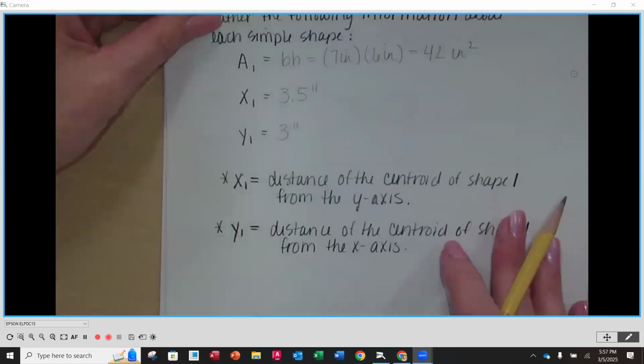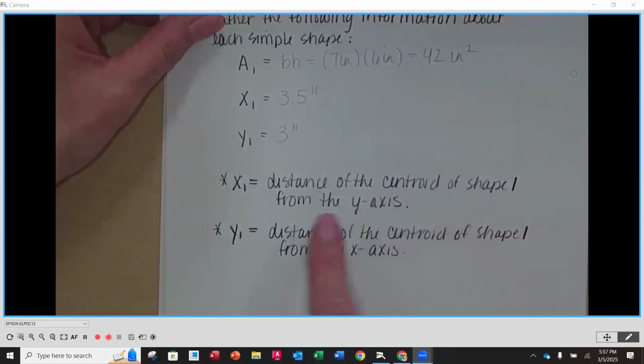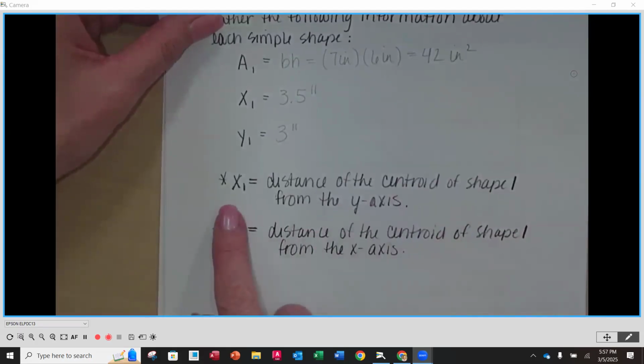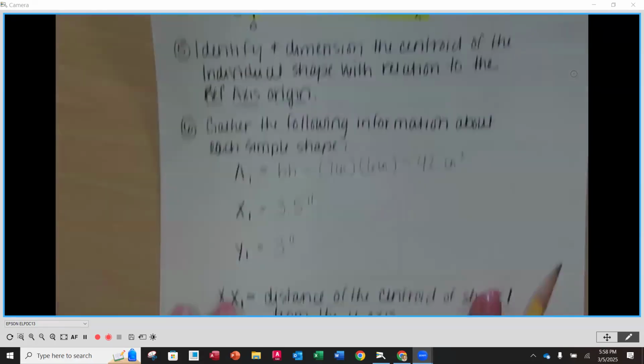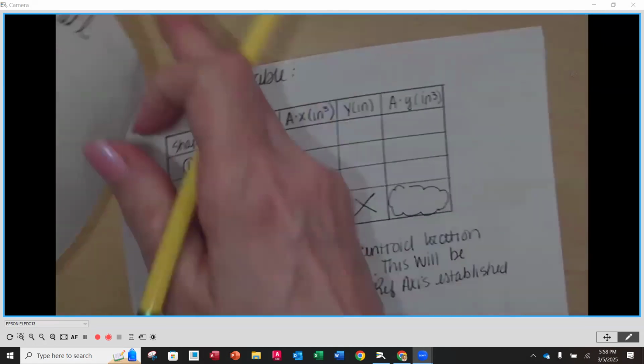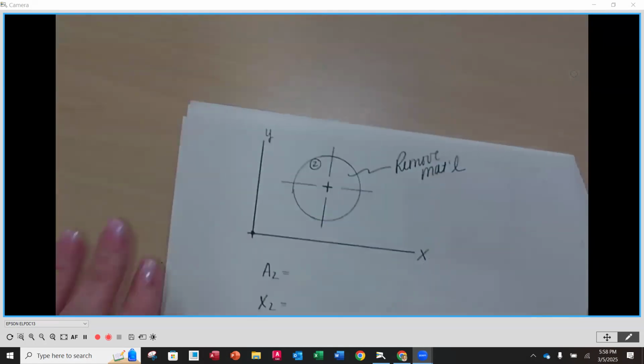Again, here, kind of that statement I said earlier, distance of the centroid of shape number 1 from the y-axis is your x1. The distance of the centroid of shape number 1 from the x-axis is going to be your y1. Okay. All right. I'm ready to move to the next shape. You have to do this 2 more times.